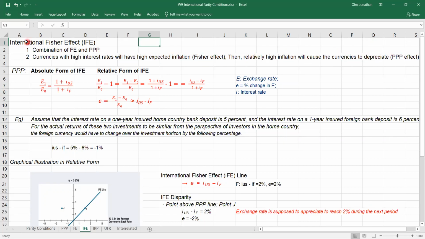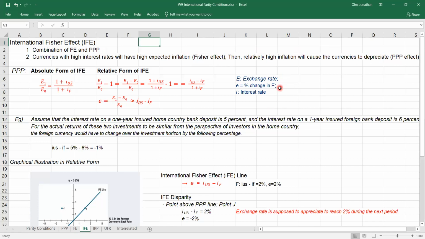Since the international Fisher effect combines the Fisher effect and purchasing power parity, you should follow this when you describe the international Fisher effect. All right, so a currency with a high interest rate will have high expected inflation, and then relatively high inflation will cause the currency to depreciate. So Fisher effect and purchasing power parity. This interpretation sometimes might be in conflict with the actual world.